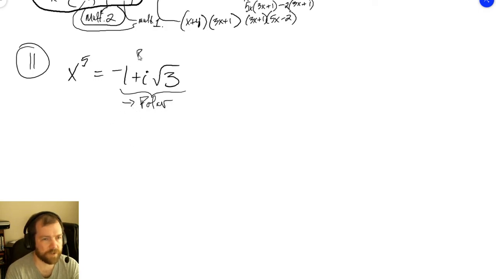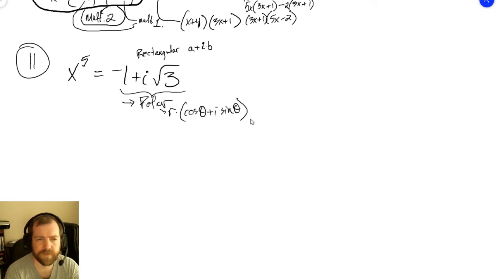Currently, this is rectangular form, which is a plus bi, or x plus iy, or any of those random things that you can come up with. So in polar, what we want then is this to be r times the quantity, the cosine of theta, plus i times the sine of theta, or r times cis theta.